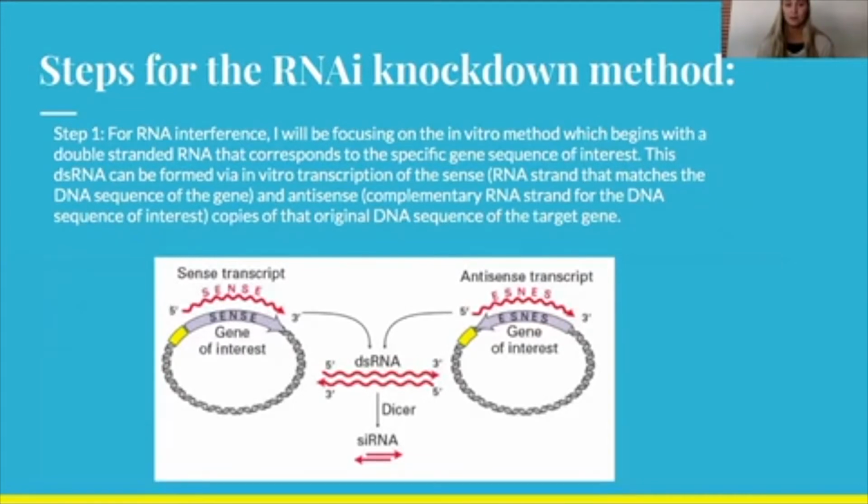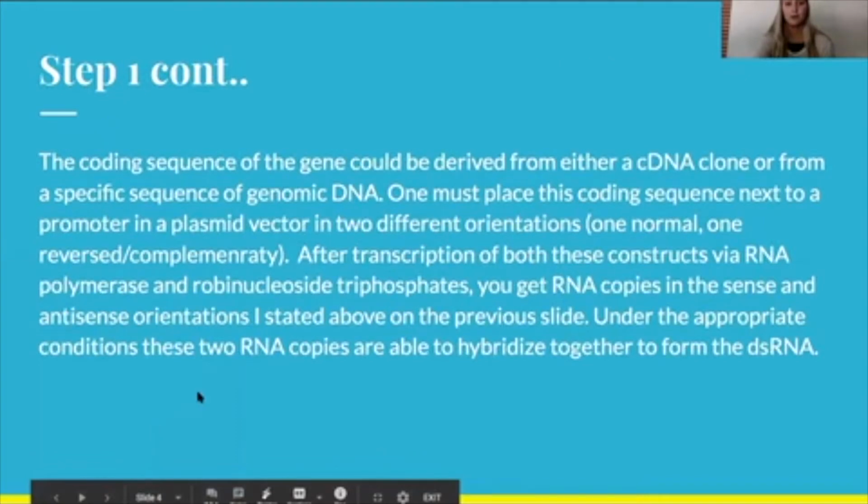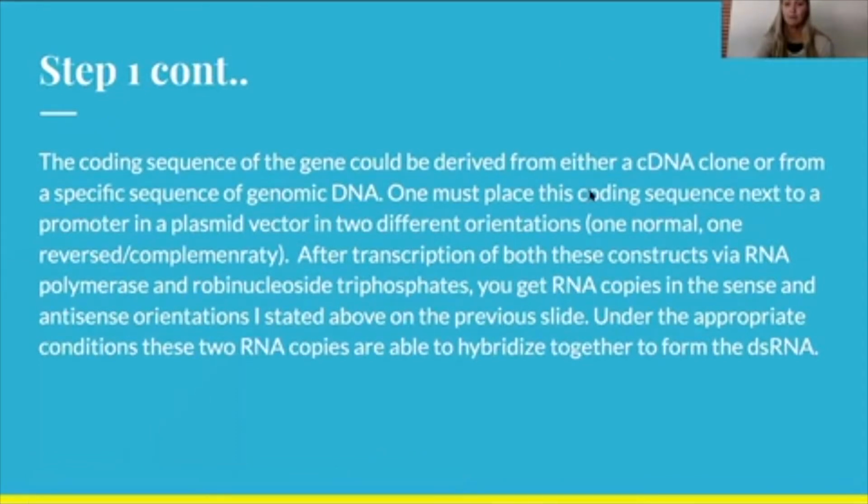This dsRNA can be formed via in vitro transcription of the sense and antisense copies of the original DNA sequence of the target gene. Below, I've attached a figure from the textbook. Next, the coding sequence of the gene can be derived from either a cDNA clone or from a specific sequence of genomic DNA. One must place this coding sequence next to a promoter in a plasmid vector in 2 different orientations, one normal, one reverse.